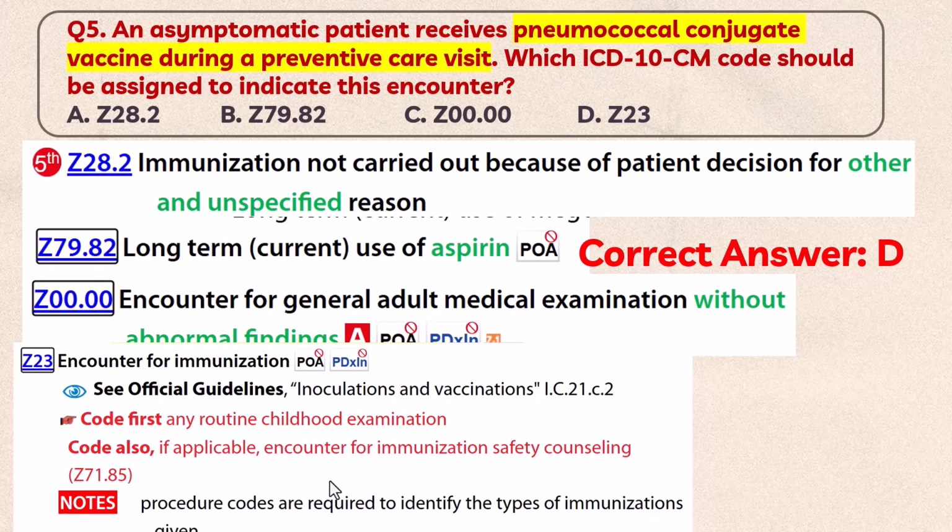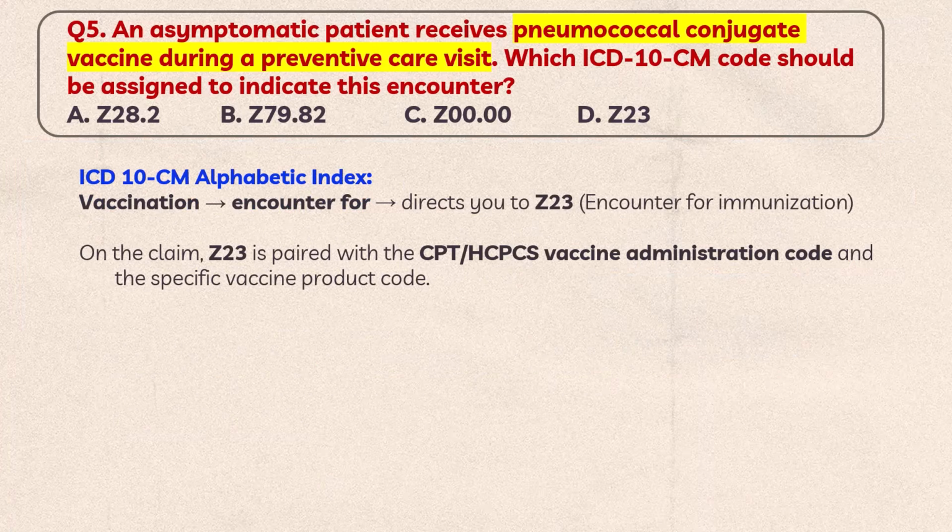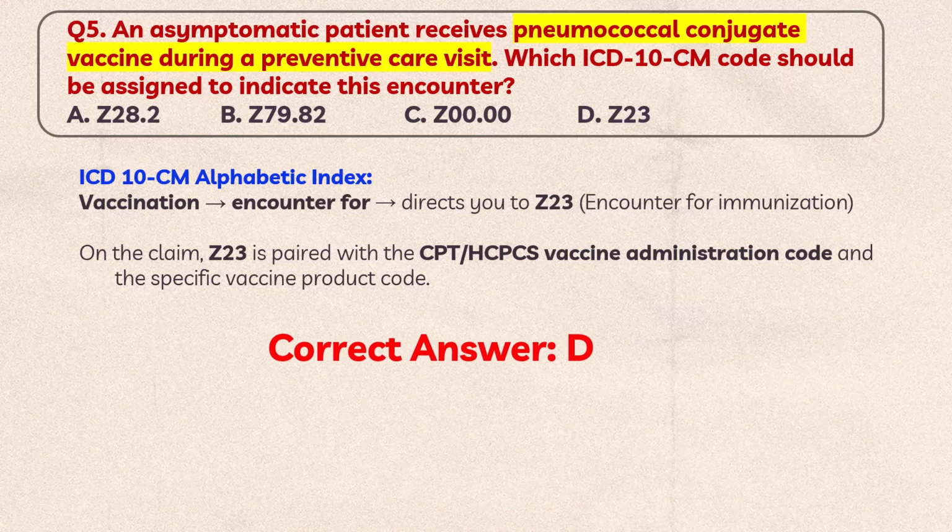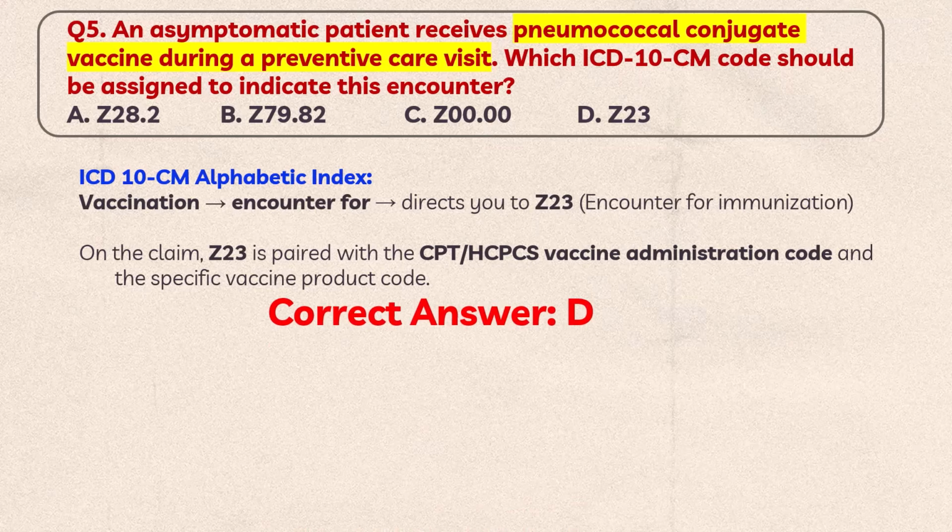So if you use the alphabetic index, go to the ICD-10-CM alphabetic index. There you'll go to the vaccination, then go to the subcategory of encounter for. It will direct you to the Z23 code, that is encounter for immunization. On the claim, the Z23 code is paired with the CPT and HCPCS vaccination administration code and the specific vaccine product code. So the correct answer here will be answer D. So this is the end of the ICD-10-CM chapter.